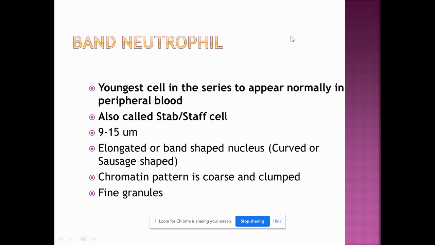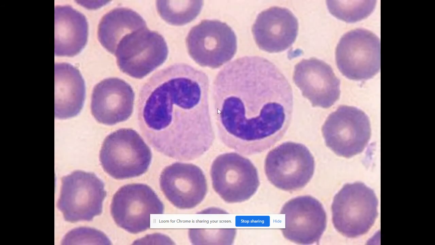The chromatin pattern of a band neutrophil is coarse and clumped, and its granules are called fine granules. They are usually located in the cytoplasm area. As you can see, curved shape, sausage shape, granules in the cytoplasm area.